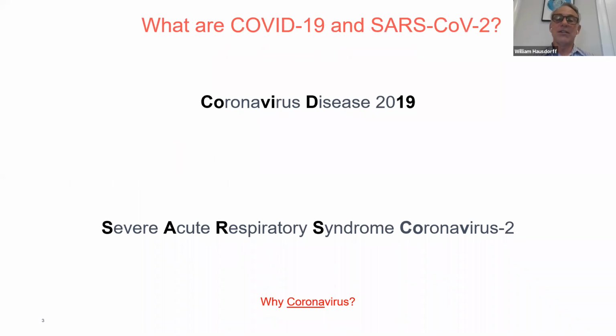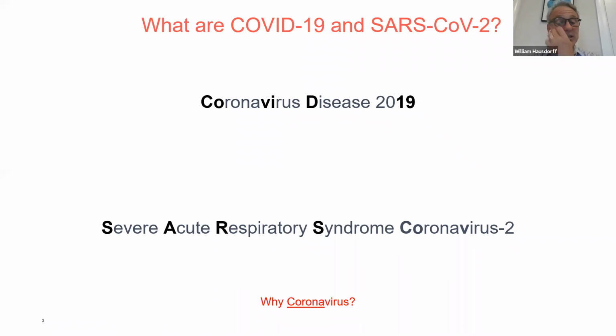Well, first I wanted to distinguish between what is COVID-19 and what is SARS-CoV-2. So COVID-19 is the disease itself. It's not a virus, it's the disease. It's coronavirus disease 2019. There are other coronavirus diseases that cause common cold. There was the original SARS, which is a different virus and a different disease, but this one is COVID 2019. It is caused by the virus SARS-CoV-2.